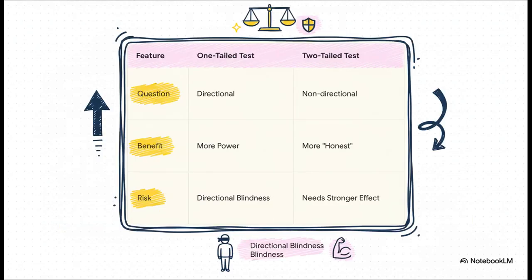This table sums up the trade-off perfectly. A one-tailed test gives you more statistical power to find an effect you predicted, but its risk is huge. It is completely blind to a surprising effect in the opposite direction. The two-tailed test is more honest. It's open to any outcome, but it requires a stronger effect, a bigger signal to be considered statistically significant.